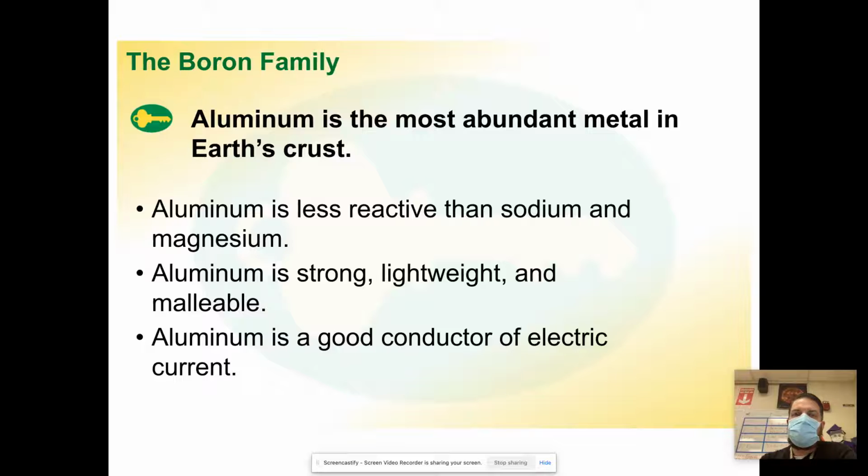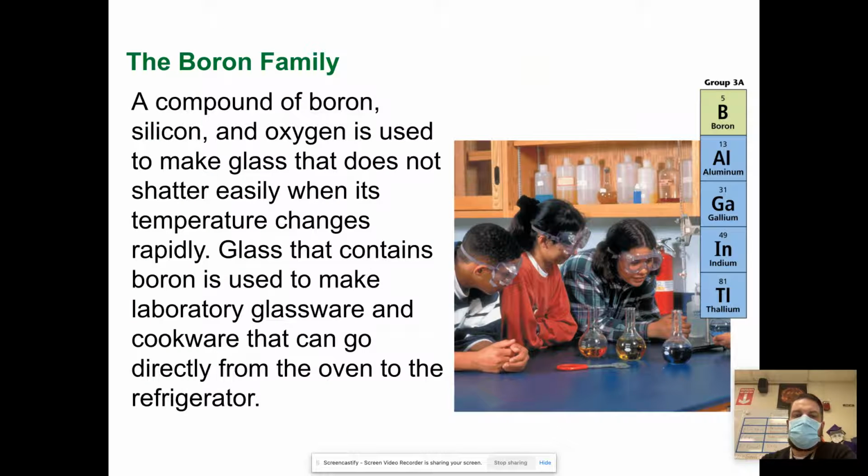Okay. Now, we had a question on the last thing where it said, what's the most abundant element? That's oxygen. But when we talk about metal, aluminum is the most abundant metal. Aluminum is less reactive than sodium and magnesium. Aluminum is strong, lightweight, malleable, and it does conduct electricity and current. Maybe not as good as copper, but it certainly does conduct it.